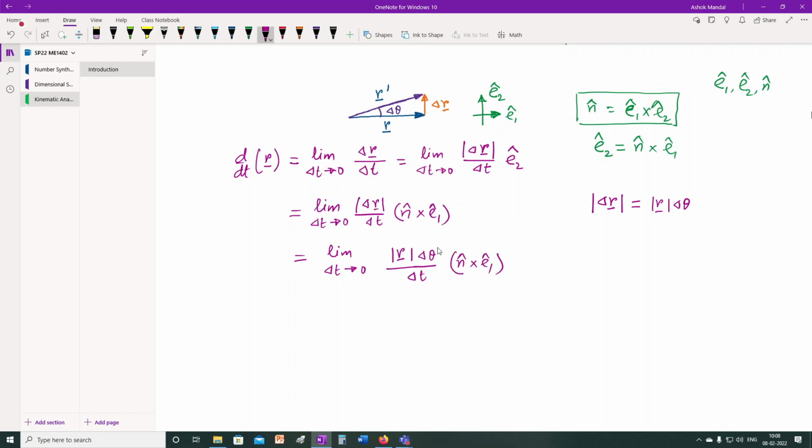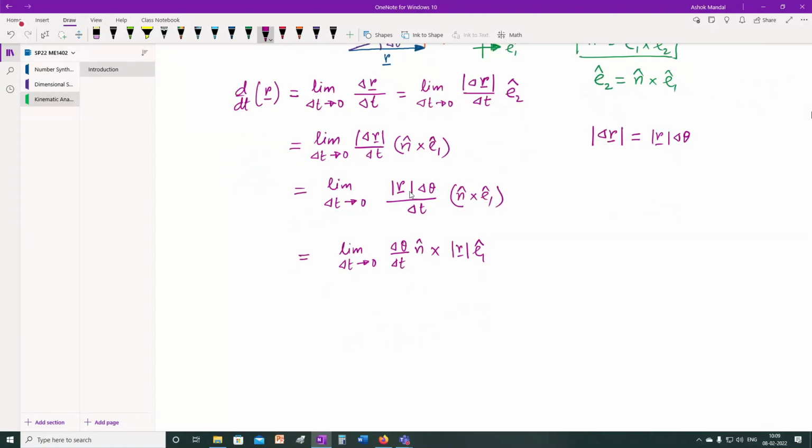Now you see these quantities. These quantities are scalar quantities, so you can take them any side of this cross multiplication. So what we will do now is, let us write it this way. Delta t tends to 0, delta theta by delta t, n cross r E1. Can I write like this?